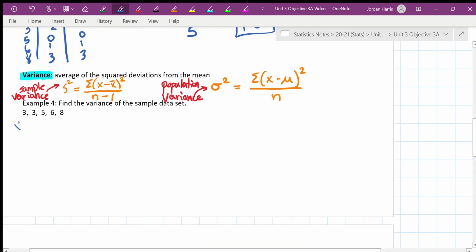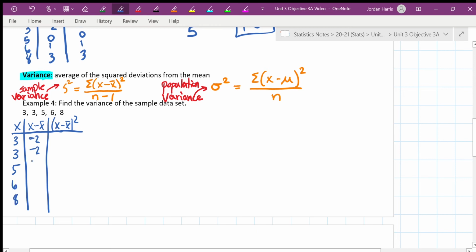Okay, so setting up my table again. This time we're going to square each deviation. You're going to want to know how to set it up. I'm not going to write the mean again. The mean was 5, right? So -2, -2, 0, 1, and 3. Then we square each number. A negative times a negative, don't forget, is a positive. So all of those negatives go away.